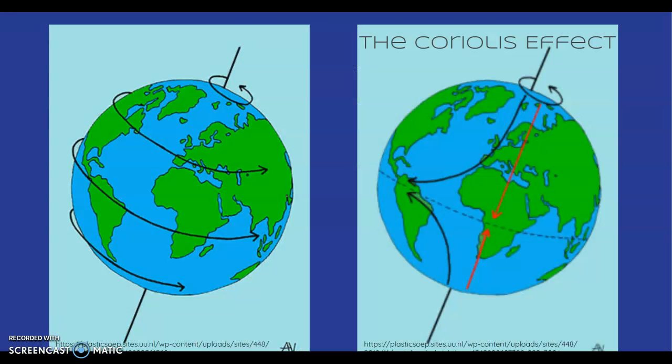This picture shows us exactly how the Coriolis effect works. In essence, the areas along the equator are spinning at a faster velocity than those areas near the pole, creating the deflection of the movement of air.